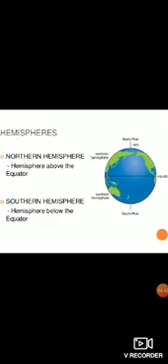Now, the equator is the central latitude. It is at the center of the earth and it is the longest latitude. It is directly at the center of the earth. And what happens because of this? The center of the earth, the equator, divides the earth into two parts. Now, these two parts are called hemispheres.